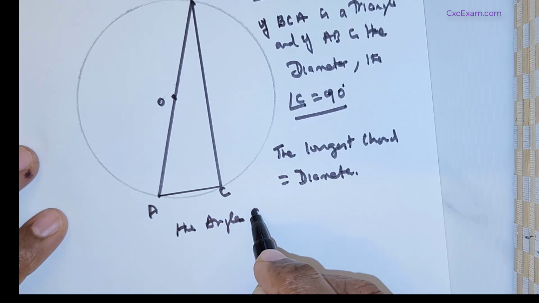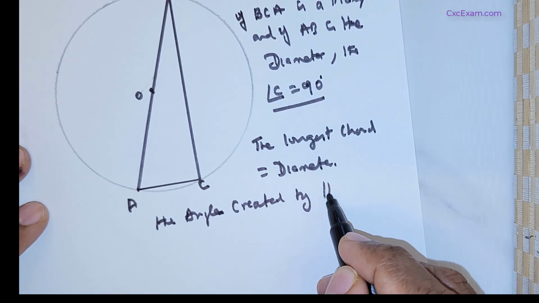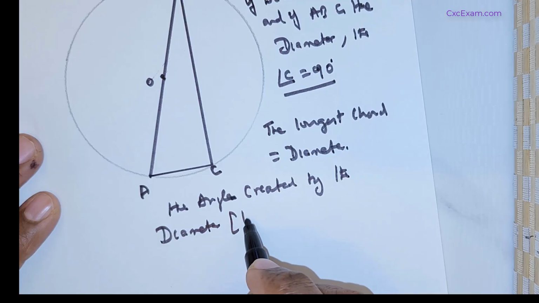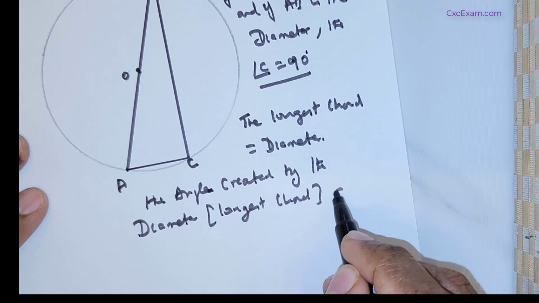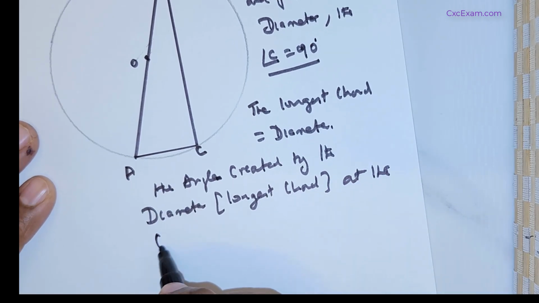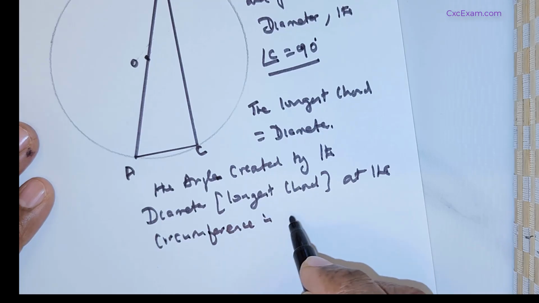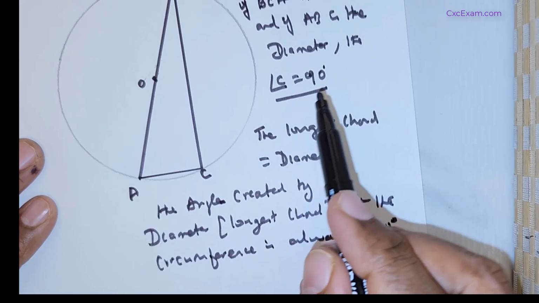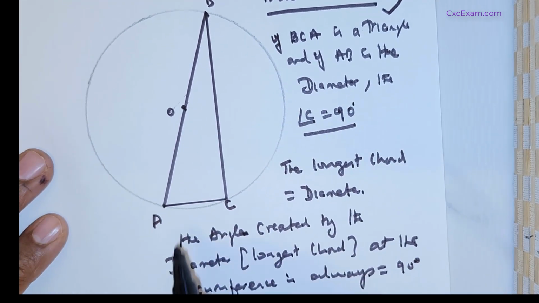The angle created by the diameter, it can also be worded as the longest chord, at the circumference is always equal to 90 degrees. Most of the time this will be the statement which you will get to see.